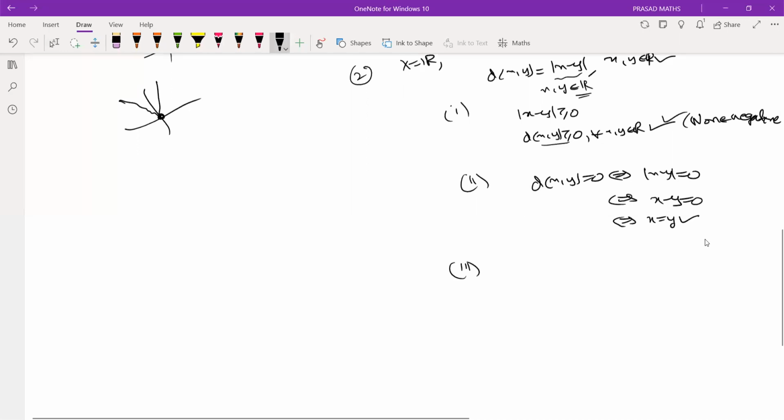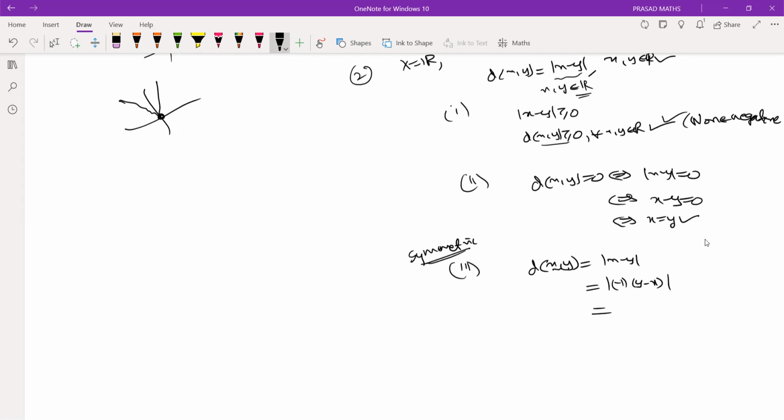So what is the third property? You need to verify the symmetric property. That means if you interchange the variables, the distance doesn't change. You start with any two elements and consider the distance. What is the distance here? Mod of x minus y. You take minus one common, so this is mod of minus of y minus x. You know that mod x equals mod minus x, both are the same. Therefore, this is nothing but mod of y minus x, which is d of y comma x. Therefore, the distance between x comma y equals the distance between y comma x. Therefore, d satisfies the symmetric property.